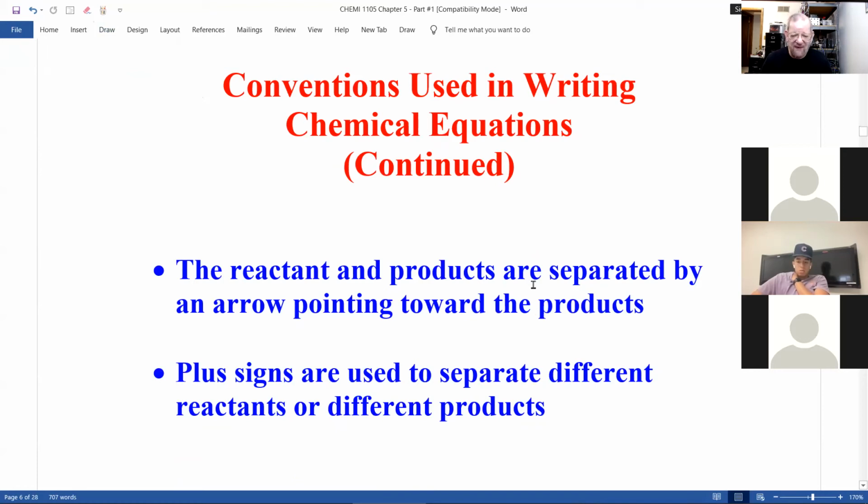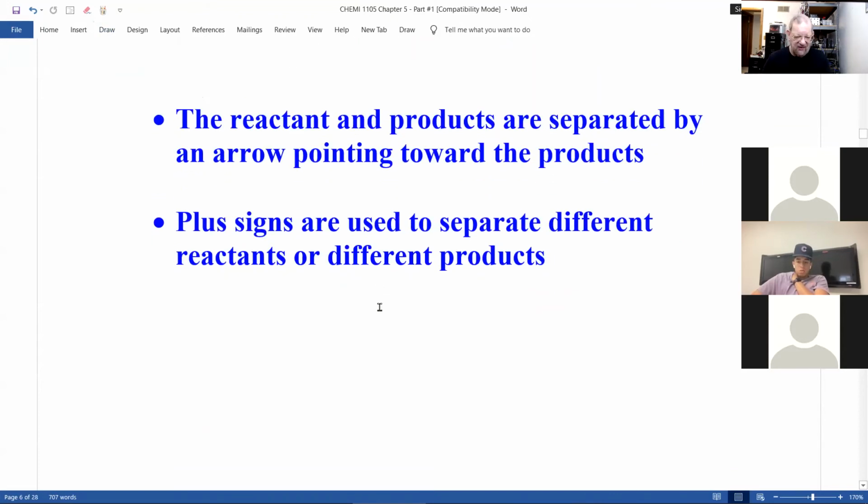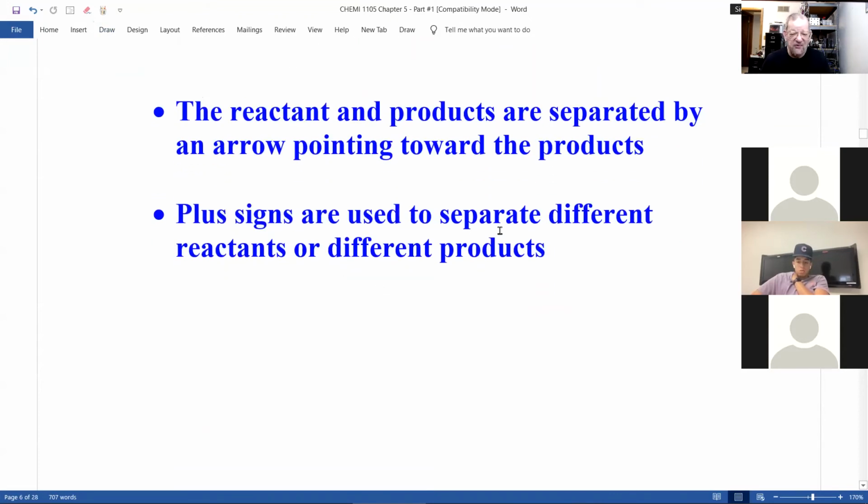The reactants and products are separated by an arrow. Oh, and the arrow is always pointing to the products. Plus signs are used to separate different reactants or products. Think of a plus sign as the word and.